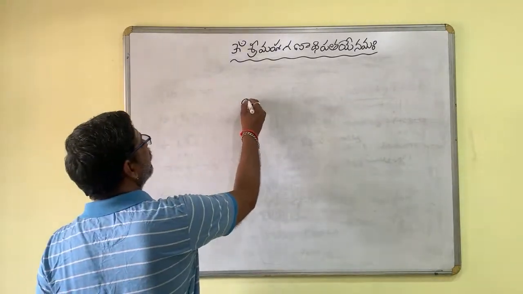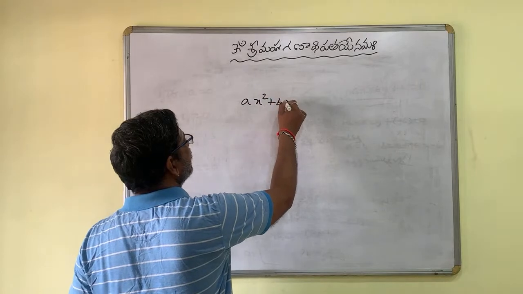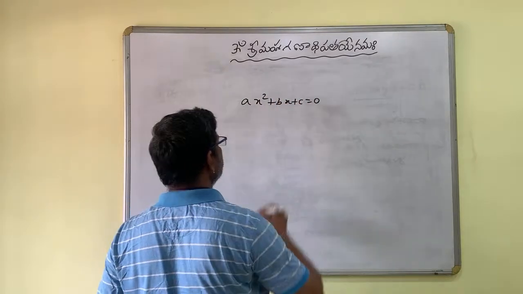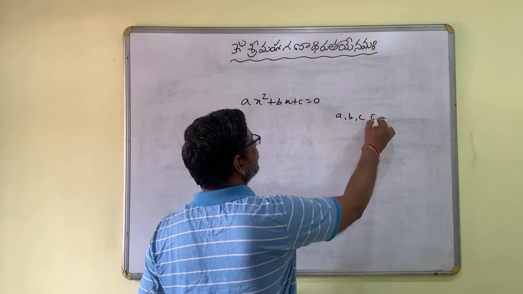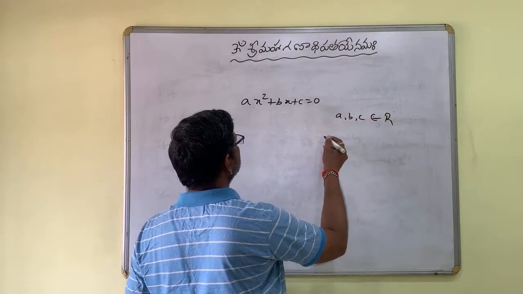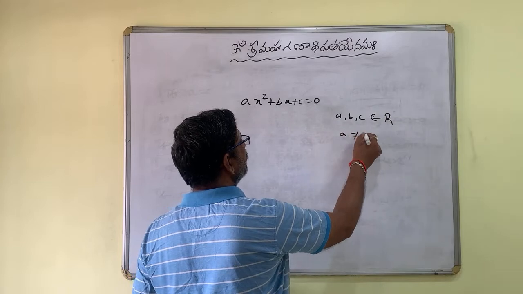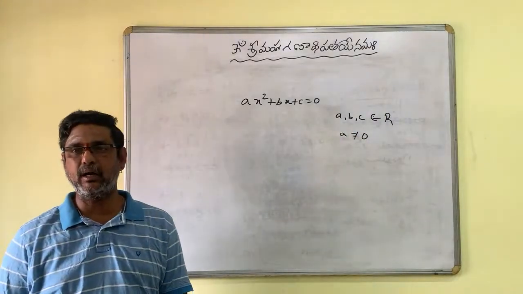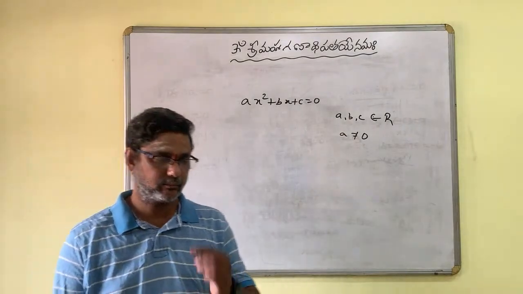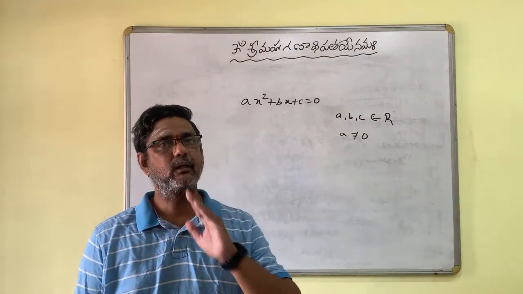The general form of a quadratic equation is ax square plus bx plus c is equal to 0, where a, b, c are real numbers and a is not equal to 0.